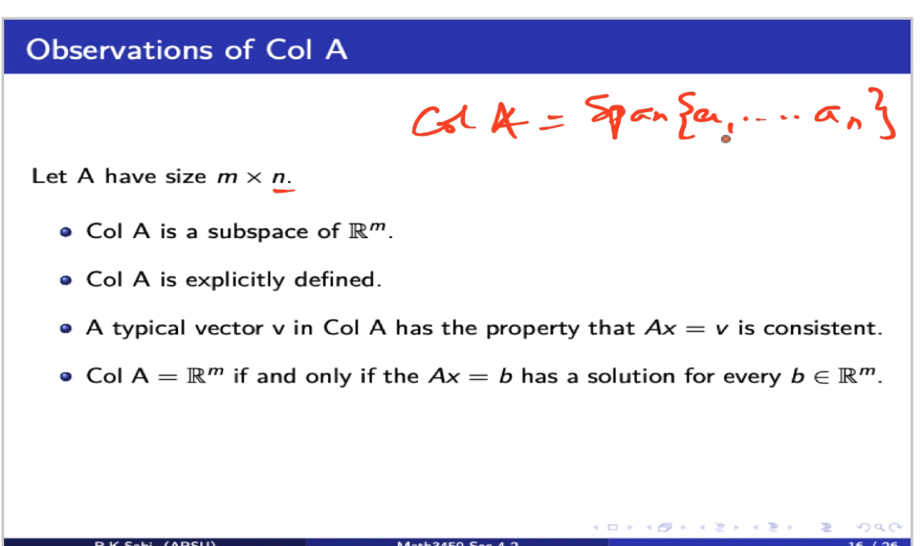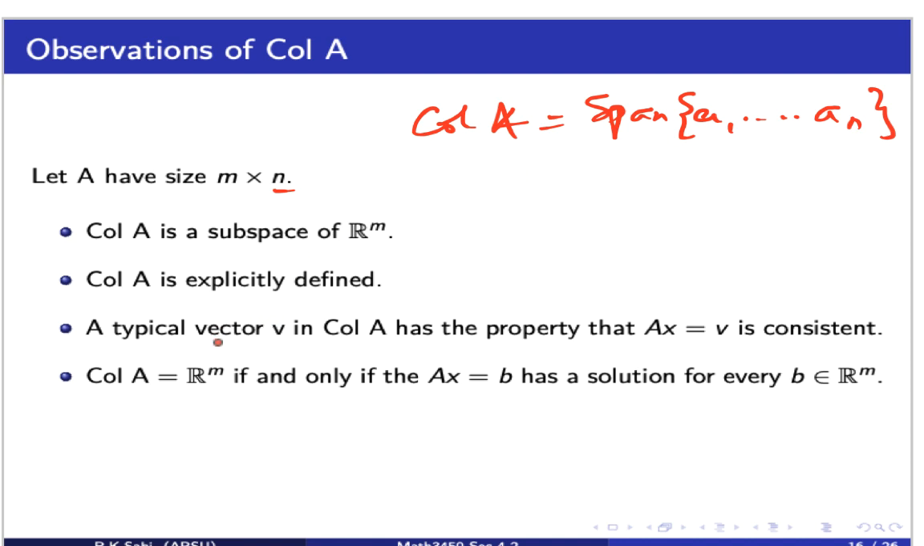And we know from theorem 1 in our vector spaces, that is section 4.1, that the span of a set of vectors from a vector space is always a subspace. So clearly, by virtue of the definition, the column space of A is a subspace of Rm. It's explicitly defined. Why? Because you can see what the column space of A is made of. It is explicitly defined in terms of the columns of the matrix.